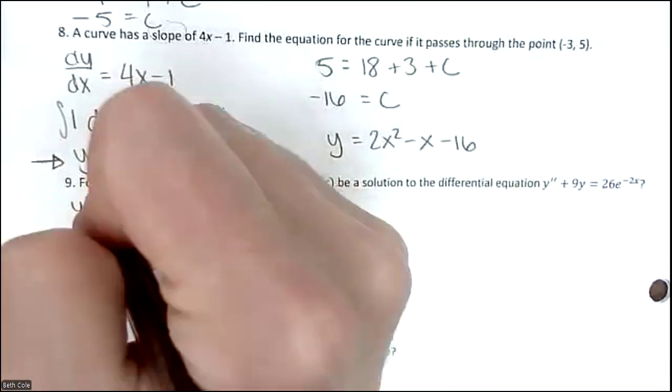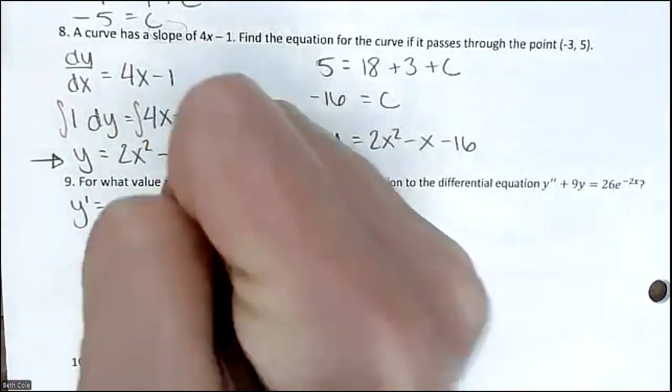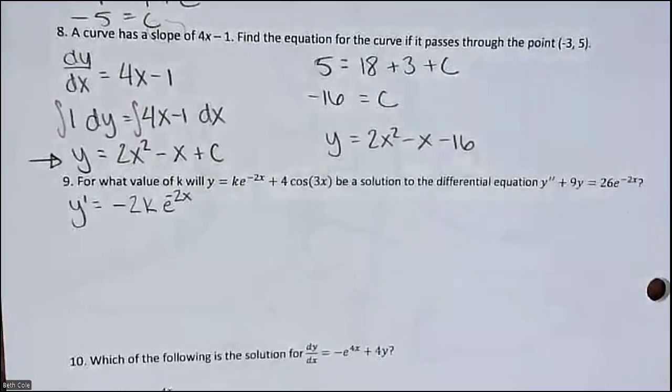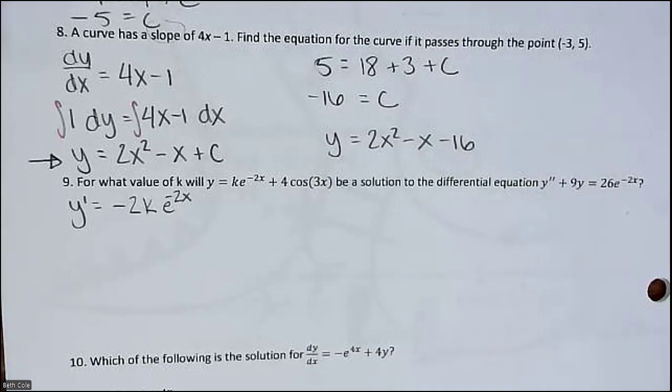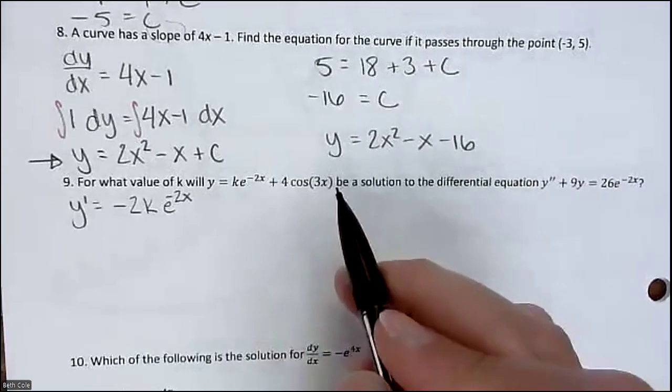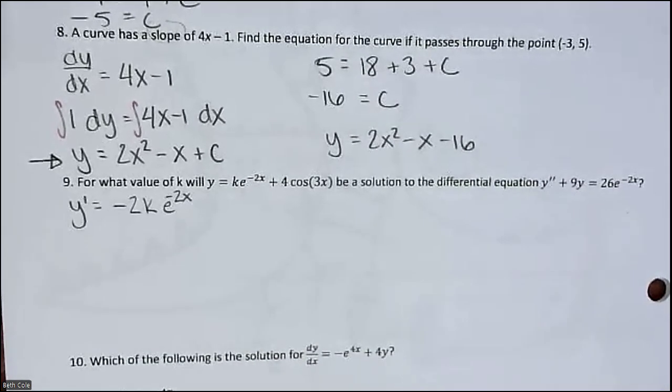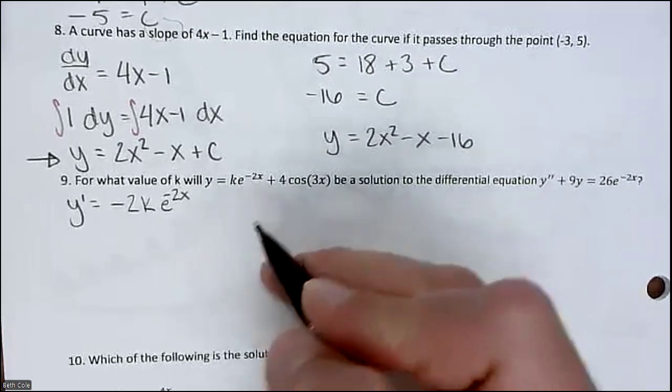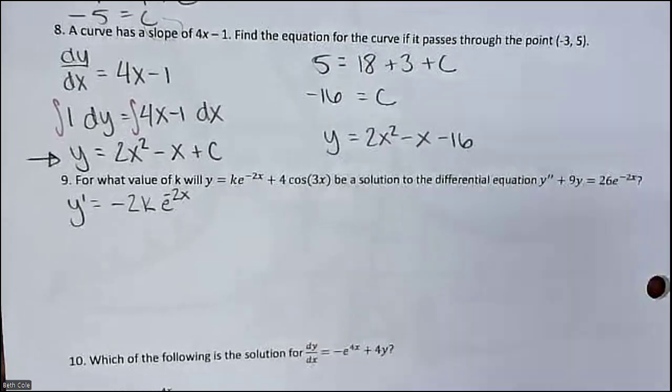Times -2. Okay, so it's going to look like this. You can put a little chain rule dot and put the -2 at the end if you want, but it looks cleaner this way, so that's how I'm going to write it. No, we're going to find k at the end. K is kind of our goal. Okay? Yeah, no, just trust the process here.